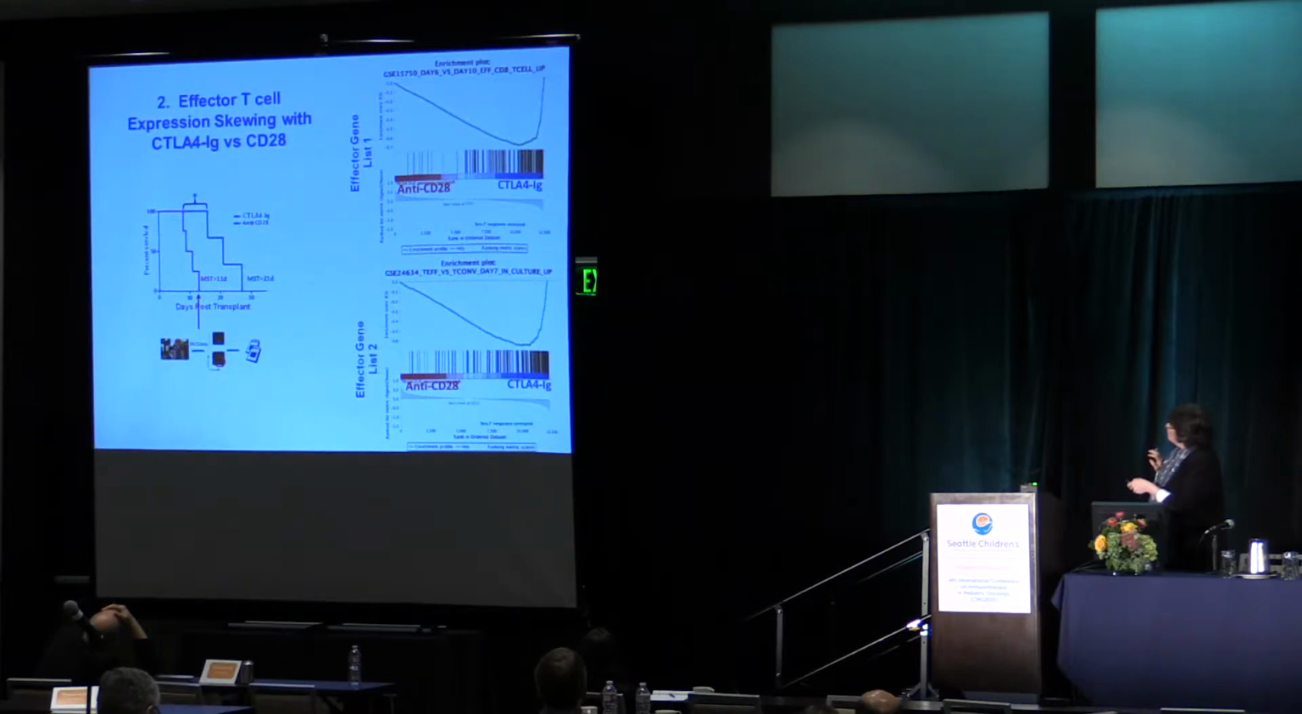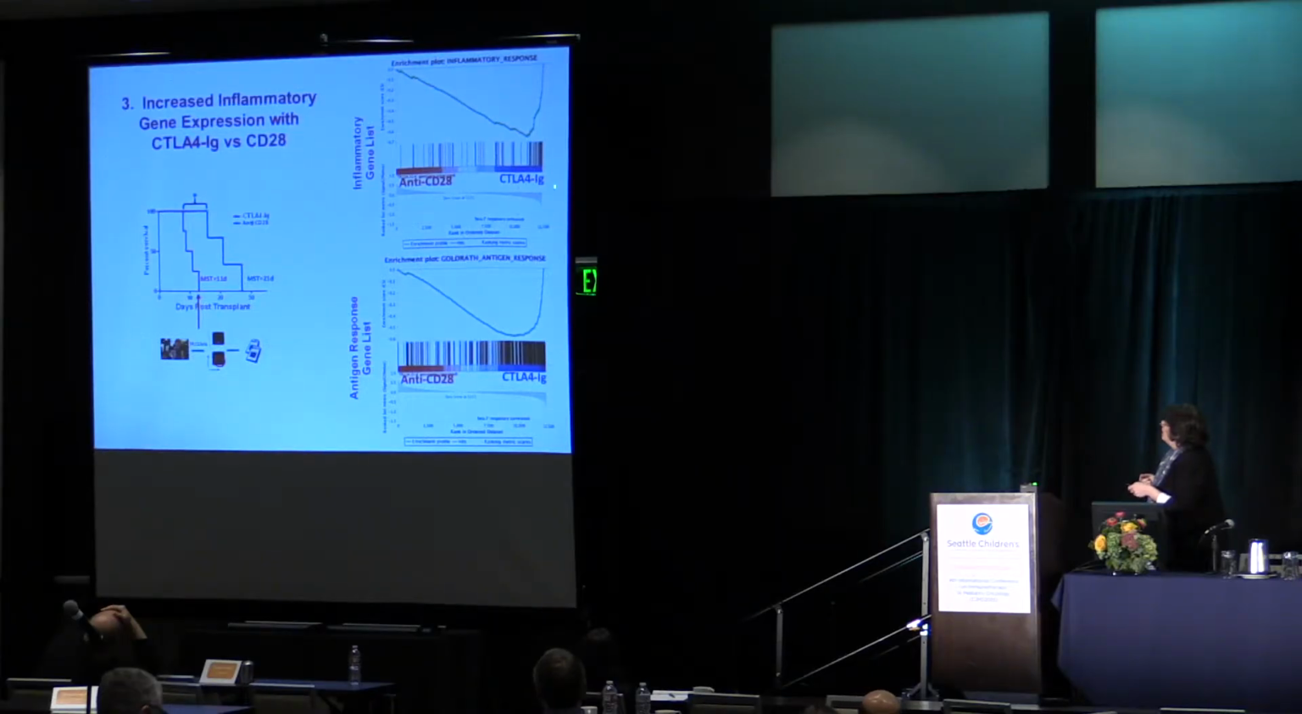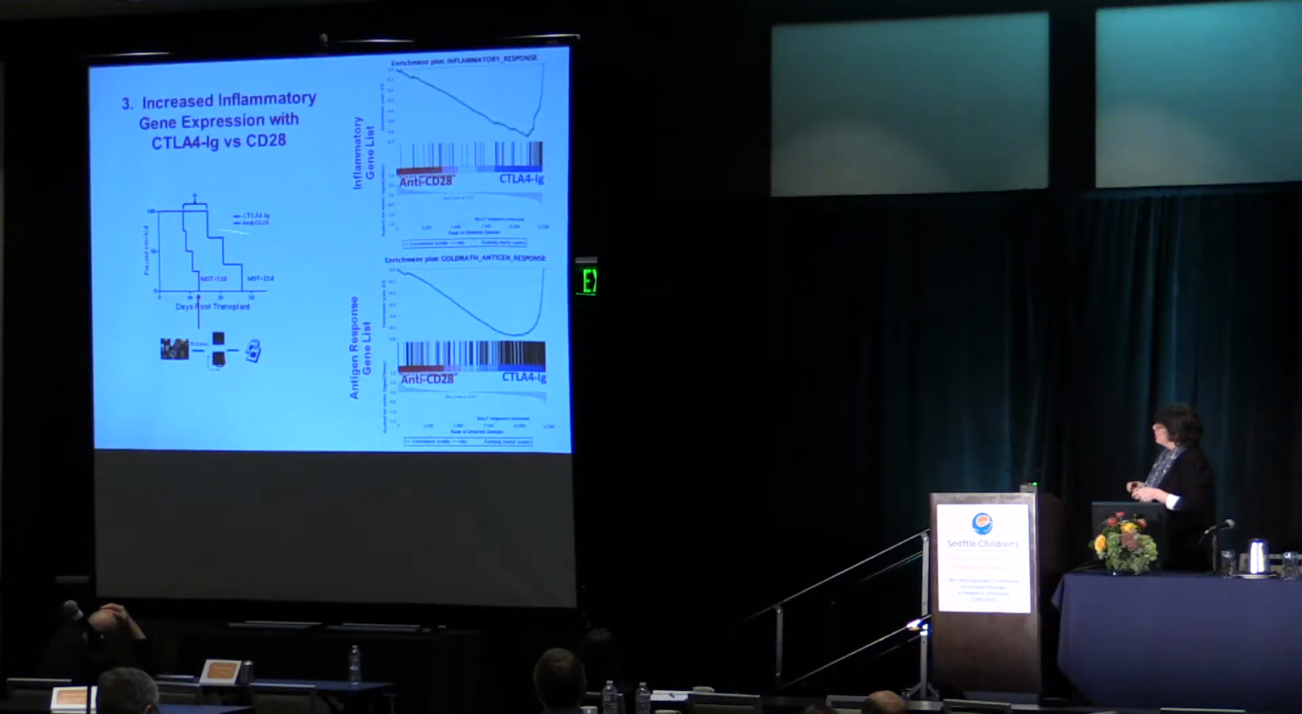I don't have time today to tell you all about the leading edge genes, but they're giving us some insights about what that CTLA-4 pathway may be doing. And finally, we see increased inflammatory gene expression in animals treated with CTLA-4 Ig, both an inflammatory gene list and an antigen response gene list. I've just given you a taste of what we can do with this, and what we're doing now is interrogating those gene lists to find what we think will be CTLA-4 specific molecules that are responsible for the better outcome when you don't also block this inhibitory pathway.